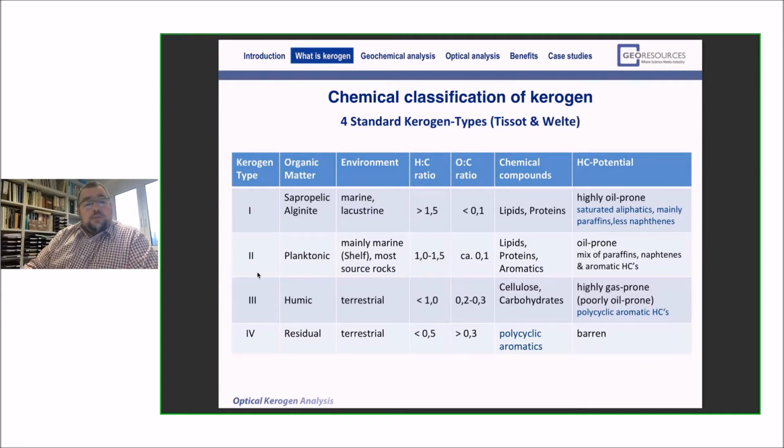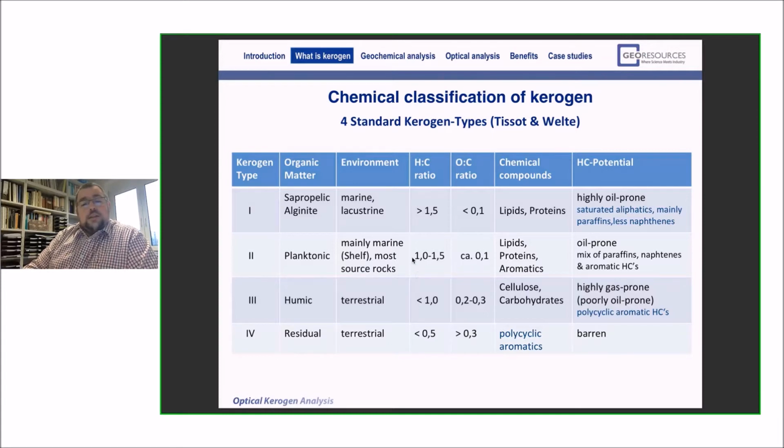So the kerogen type 2 is mainly planktonic, or is believed to be mainly planktonic. We will see some different ideas later on. But in this chemical classification scheme, it's supposed to be planktonic. It's mainly marine, very typical for most shelf environments. And most source rocks up to date are of this sort, type 2, type 3 source rock.